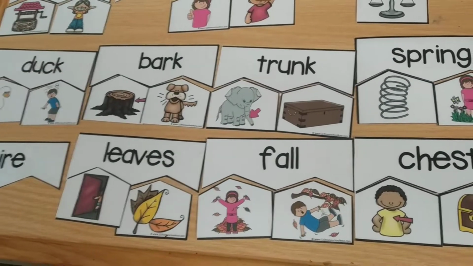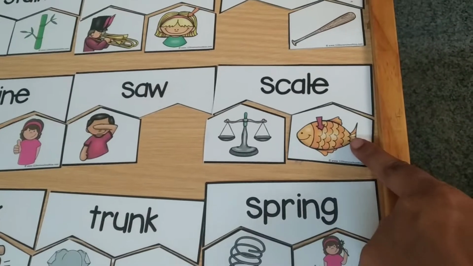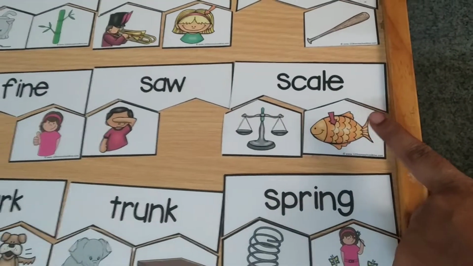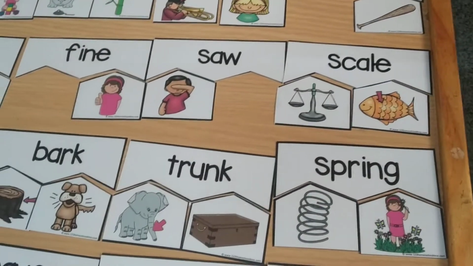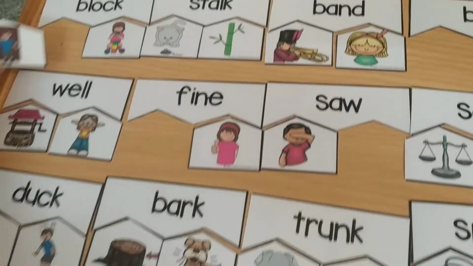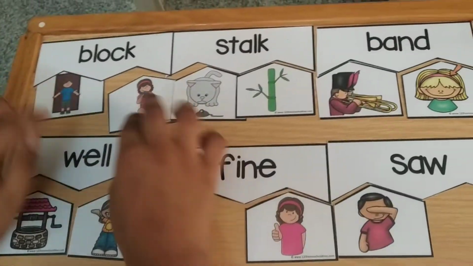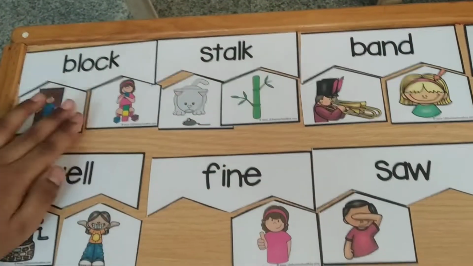Fish. What's that? Scale. The outer layer of a fish's body is called scale. Block. Where is block? What's that block? The door. Yes, he's blocking the door. He's blocking the entrance, not allowing someone to enter.